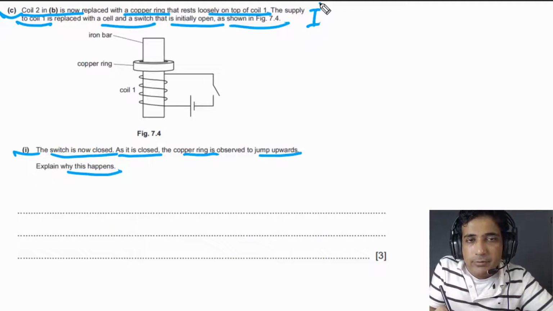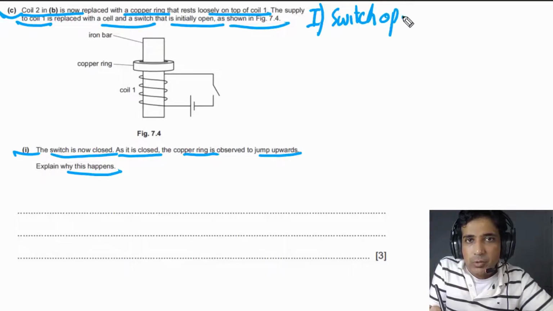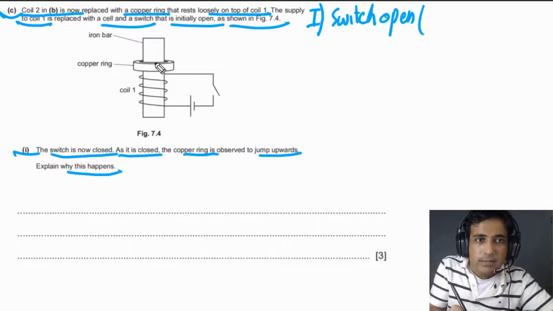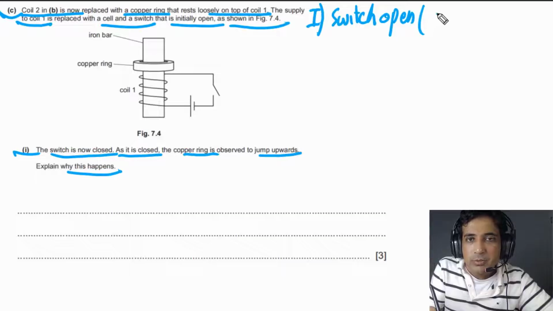State 1. I will be writing here state 1. When the switch is open, magnetic flux in this ring is 0. So we can say in that case, the magnetic flux in the ring is equal to 0.